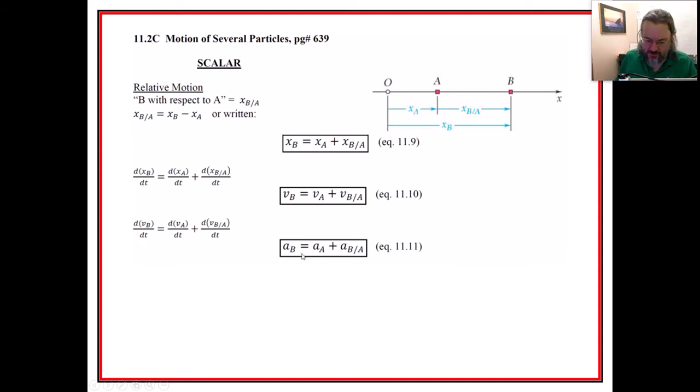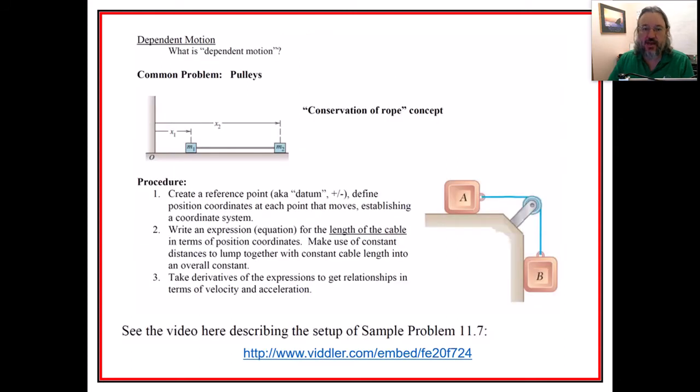Now, we have relative motion, and we also have dependent motion. The most common example of dependent motion that we'll deal with is pulleys, and we have a procedure to go through there. It just means that if B moves, A is forced to move. They're dependent on each other. Something is linking these two things together so that they have to be true. These are dependent motion.